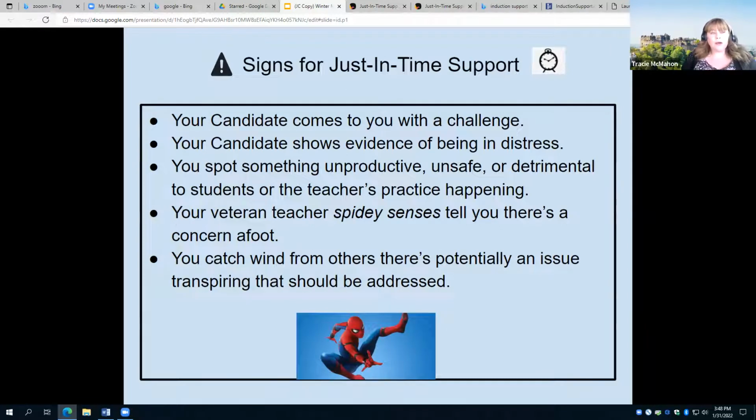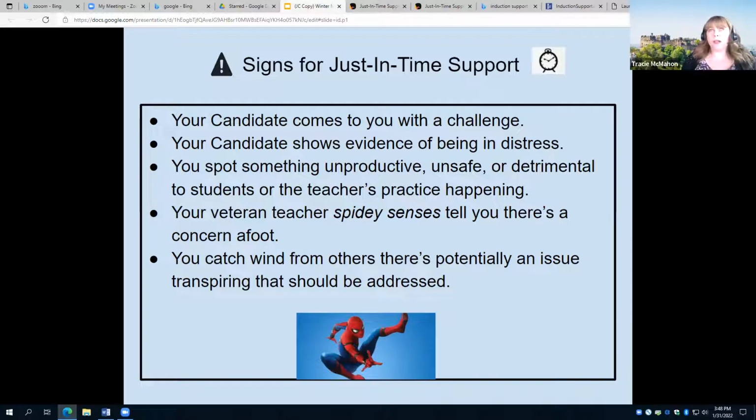So let's think about the signs for just-in-time support. When we talk about just-in-time support, for those of you not familiar, it's those times where maybe you thought, okay, we meet every Friday at 2, looking at the calendar, we should be working on step 3 of their ILP. I'm going to give them these resources, and you have it all planned out.